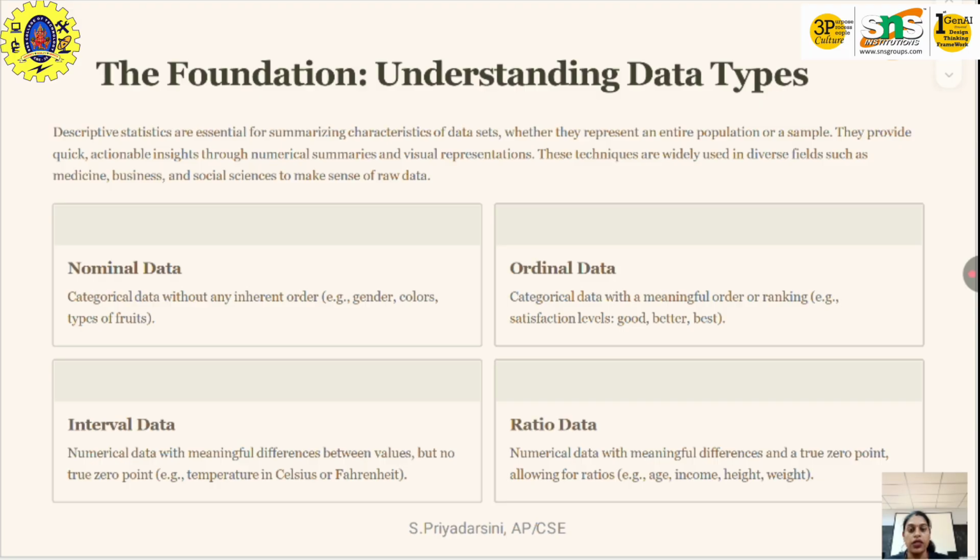Nominal data are categories without order, such as gender, blood group, or fruit names. Ordinal data are categories with a ranking, like satisfaction level: good, better, or best. Interval data are numerical data with meaningful differences but no true zero, for example, temperature in Celsius. Ratio data are numerical data with a true zero point, such as age, income, and height. Recognizing the type of data is very important because it determines which statistical method we can use.